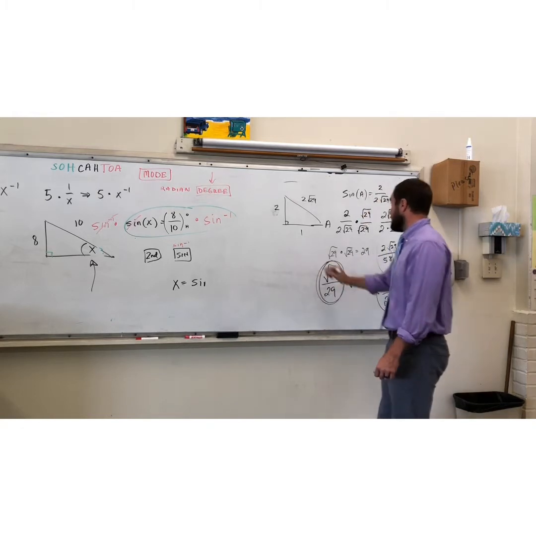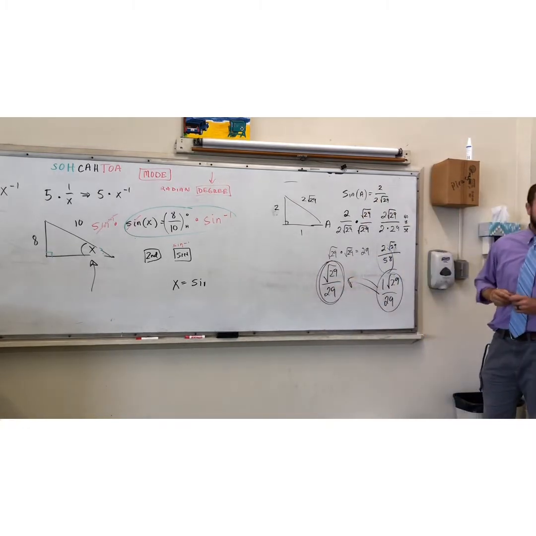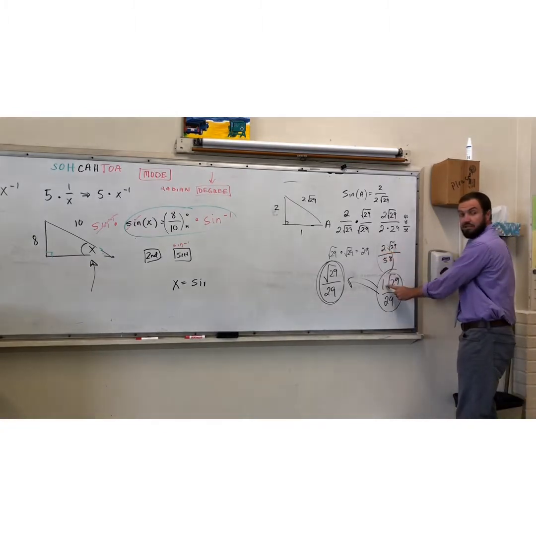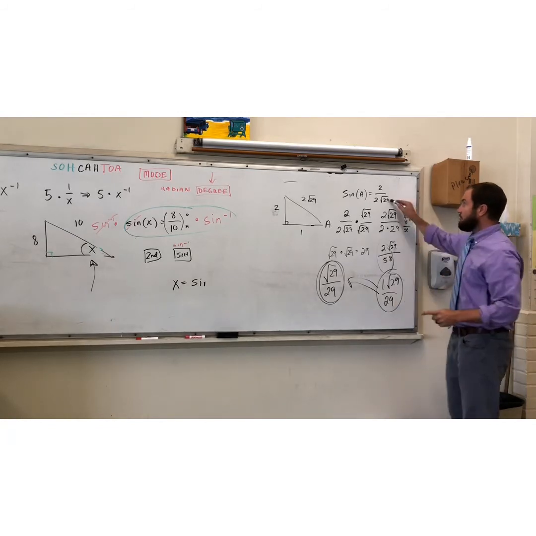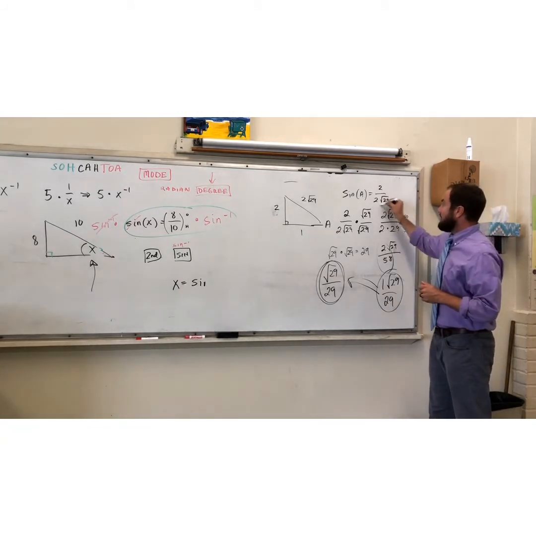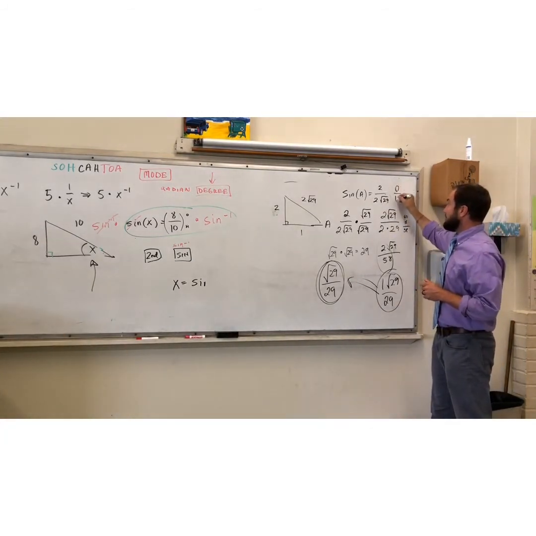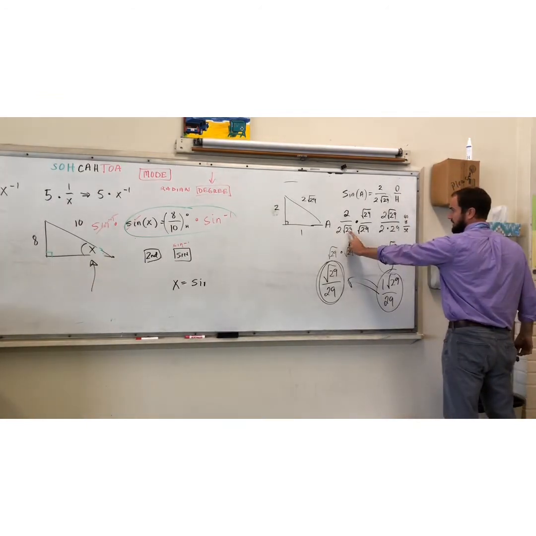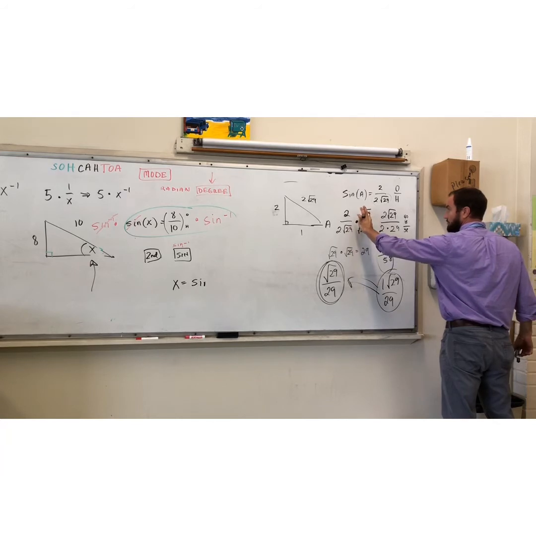Wait, in the beginning you said 2 goes into what one time? 2 goes into 2 once. Oh, okay. 2 goes into 58 29 times. Okay. This is if you end up with a radical on the bottom when you're doing your opposite over hypotenuse. You can't leave a radical in the answer and the denominator. So you multiply by 1.